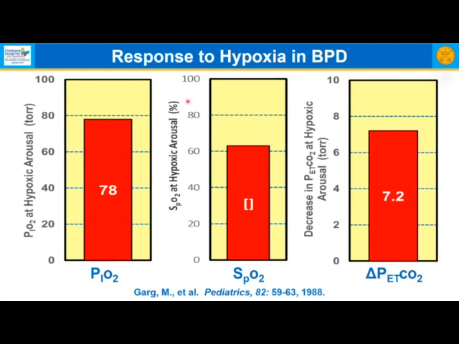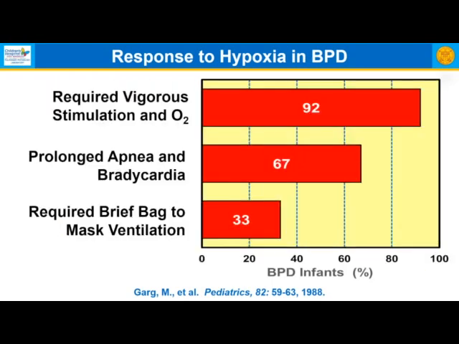This was the arterial oxygen saturation at hypoxic arousal, which was about 60. And this was the decrease in PCO2, which occurred indicating a ventilatory response, was about 7.2 millimeters of mercury. So arousal occurred, fairly low oxygen here, but there was a ventilatory response. However, at the end of the hypoxic response, 92% of the infants, although they aroused, required vigorous stimulation and some oxygen. 2/3 had prolonged apnea and bradycardia, and 1/3 required brief bag to mask ventilation.